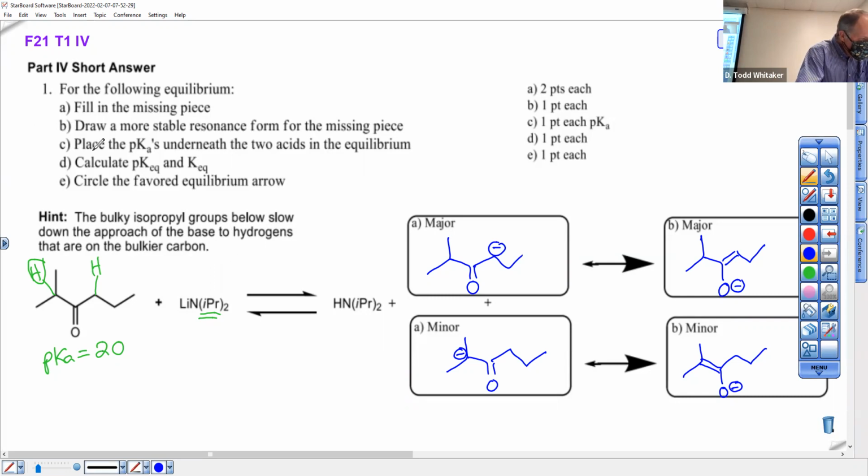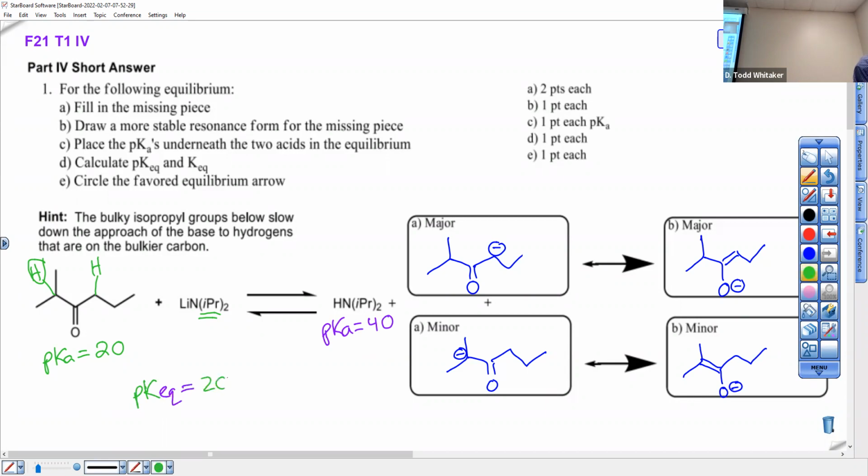More stable, done. pKa's, we did the one acid here. What about this acid here? That's an H on a neutral nitrogen. What you got for that pKa? Well, don't be shy. They're shy today. An amine, pKa is 40. Now you can do pKeq. Okay, EQ.